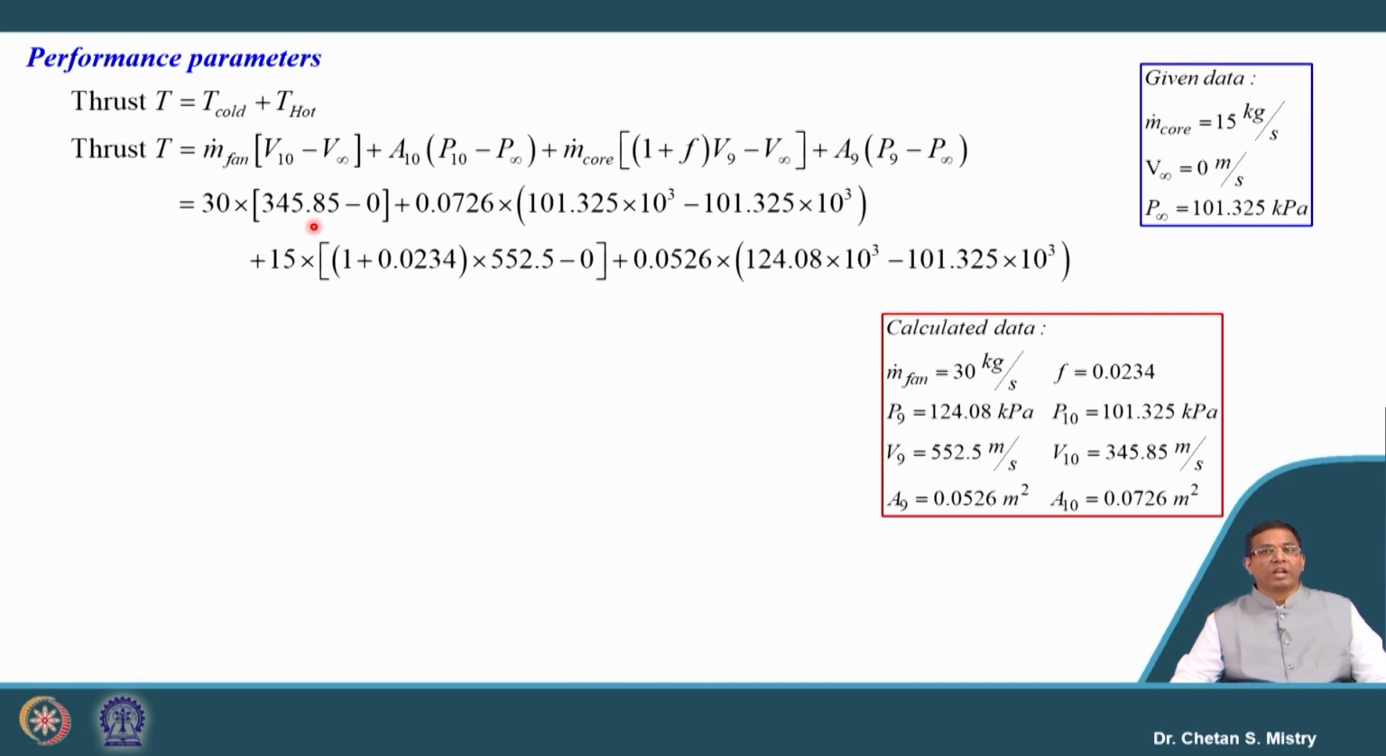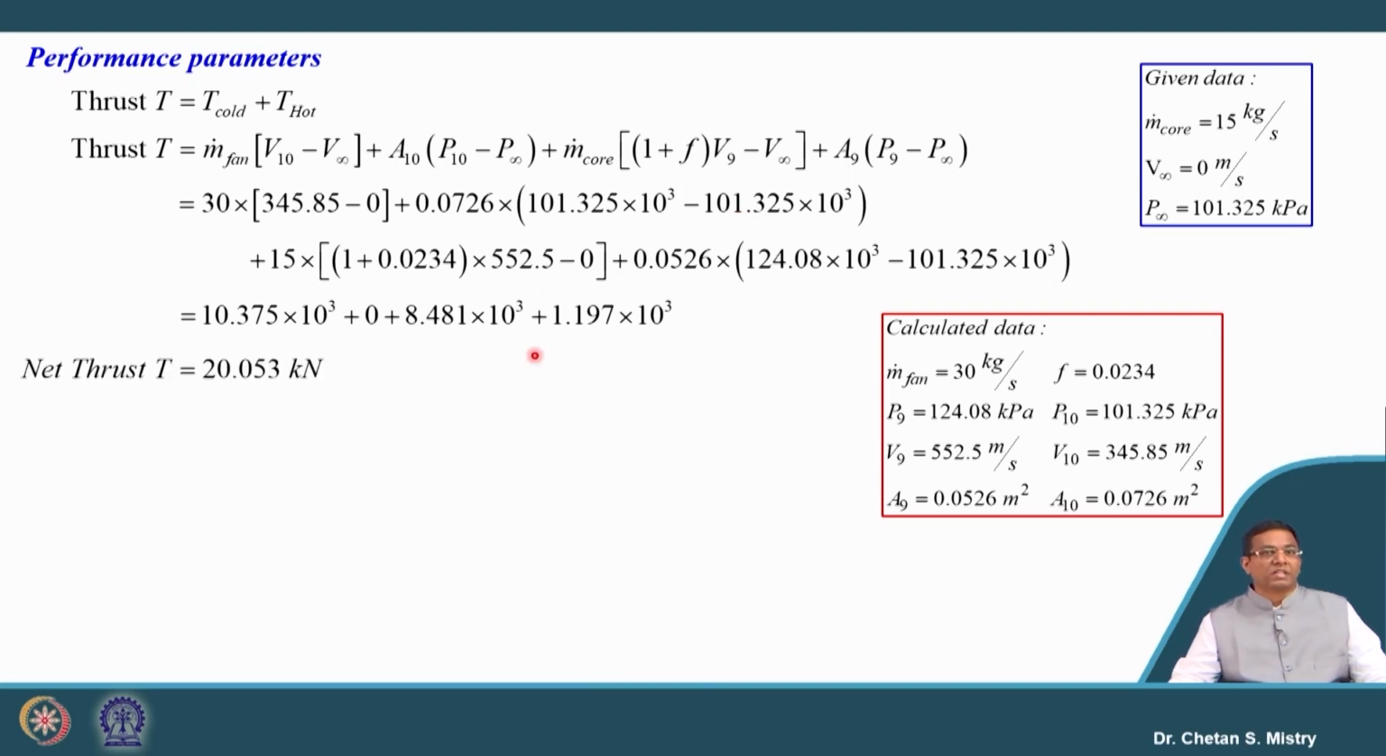V9 we have calculated as 345.85. Okay. V9 we have calculated, it is 552.5. Fuel air ratio is known to us. Here in this case my nozzle was choked and unchoked nozzle. So, that number you can realize here. If we do the calculation, it says the thrust is coming to be 20.053 kilonewton. Okay. Now, this we are calculating in terms of thrust.